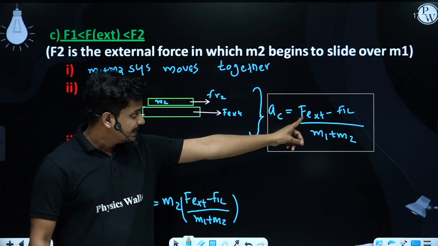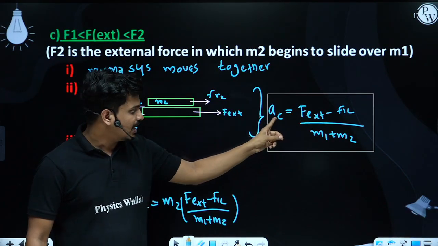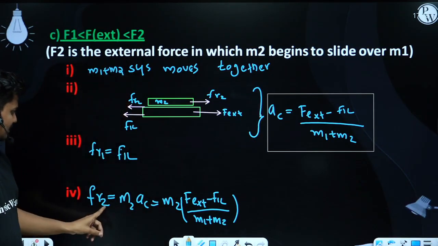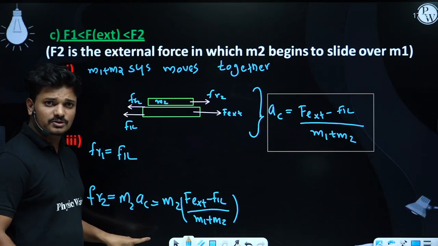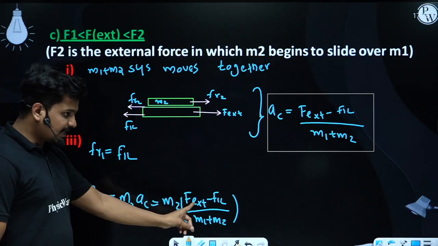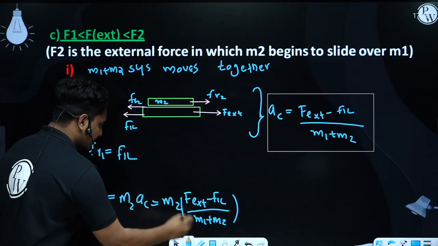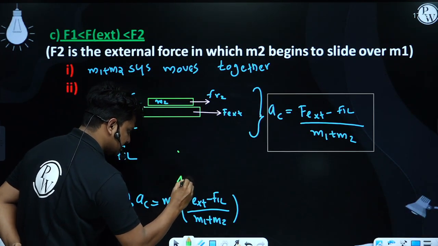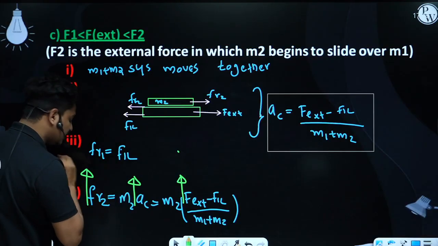So that means if the F external is varying, our AC value must vary. Okay, so look here, FR2 also is not a constant thing. FR2 is equal to M2 into AC. When the external force is increasing, our acceleration increases and FR2 value also increases.